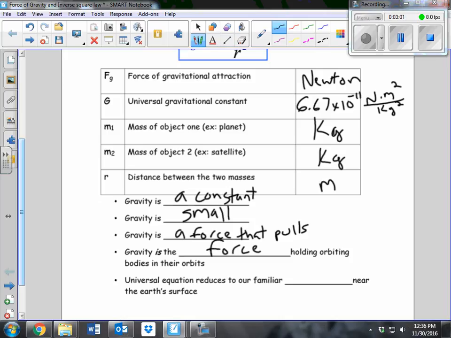The universal equation reduces to our familiar Fg equals m ag equation near Earth's surface. And I'm trying to go fast because the next part is going to take a lot more time than this part, because this is just introducing the equation to you. So the equation itself is pretty straightforward.